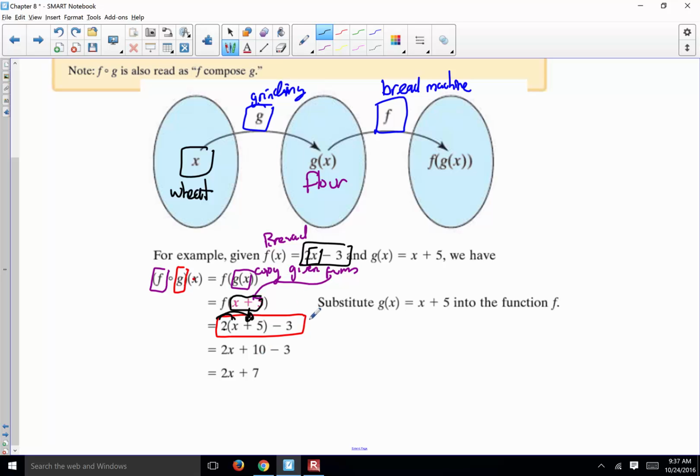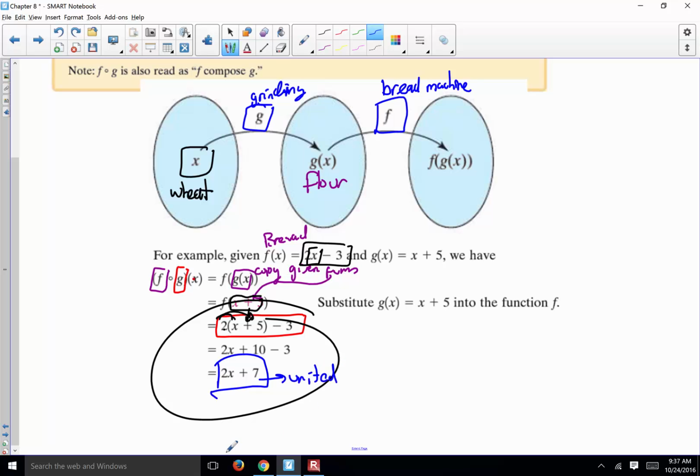So you're combining two machines into one. This is the state-of-the-art combined bread machine. You supply wheat and get the bread out quickly without using two separate machines. This is a united, combined, one-package machine. Look, it's a lot simpler: 2x plus 7. Instead of using two formulas, twice the work, two workers, you do it in one assembly line. That's it.